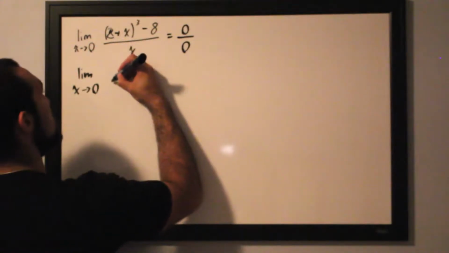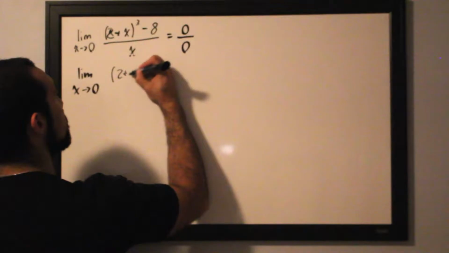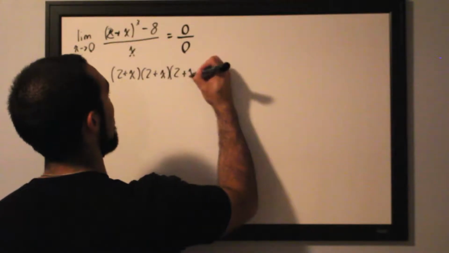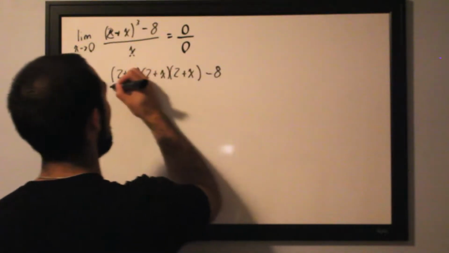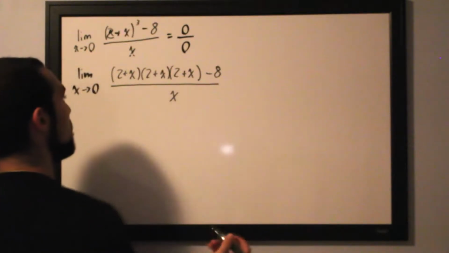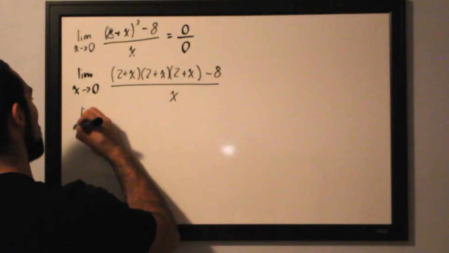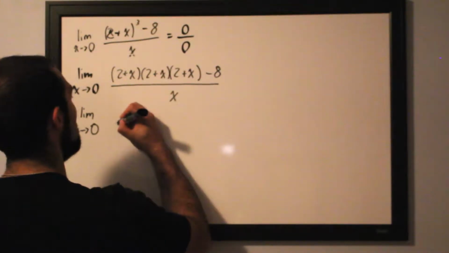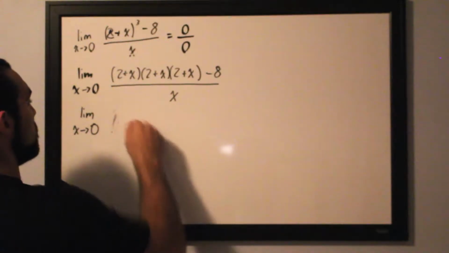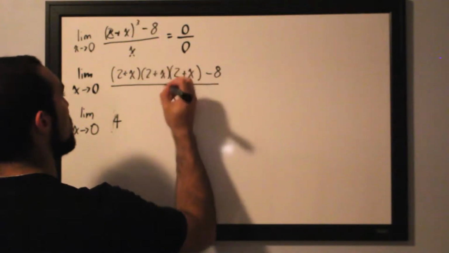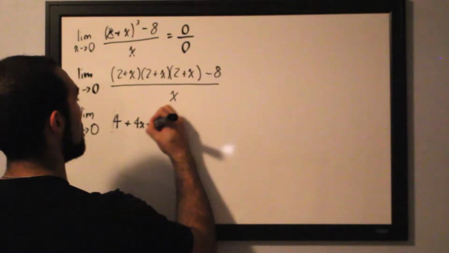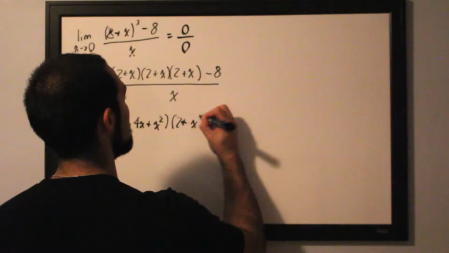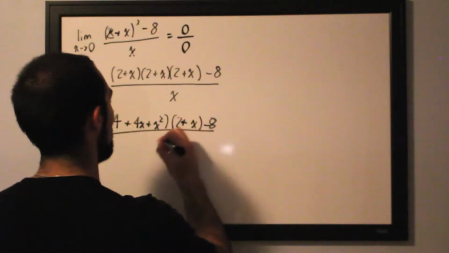So what we're going to have to do is distribute 2 plus x times 2 plus x times 2 plus x. Then subtract 8 from all that, all over x. I don't know the cubic distribution formula right off the top of my head, so we're going to have to distribute that by hand. This is going to come to, this is a 4, this is going to come to a 4 plus 4x plus x squared, and then multiply that by another 2 plus x, minus 8, all over x.